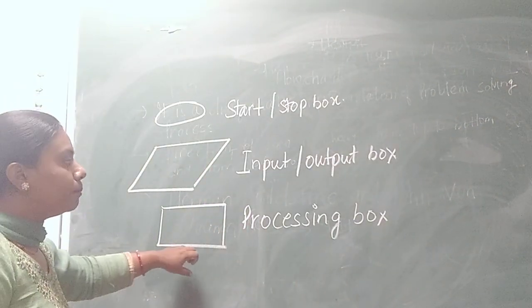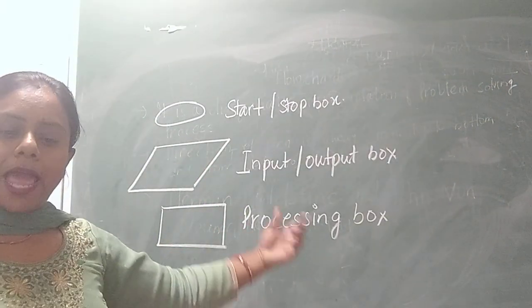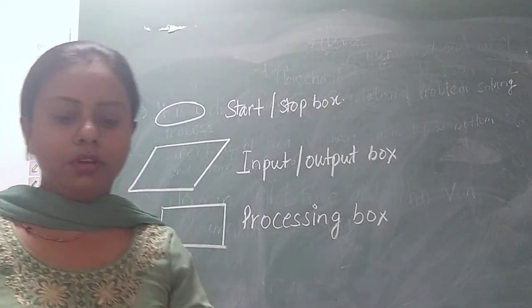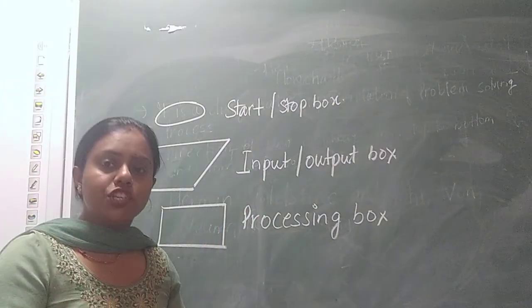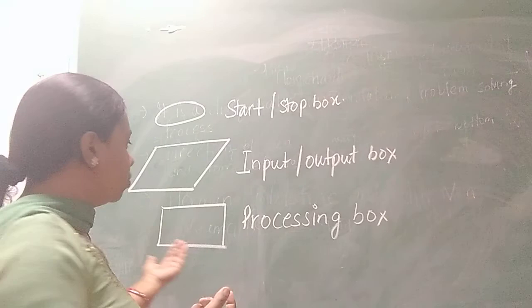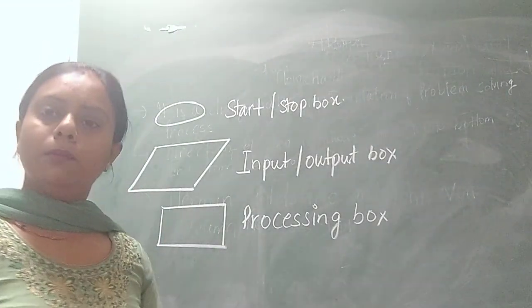Next is your processing box. It is a rectangle shaped box which is used to show the processing part of the flowchart. Means calculation. Whenever you want to show any calculation part, we will use this processing box.